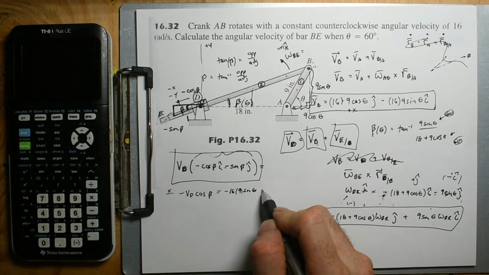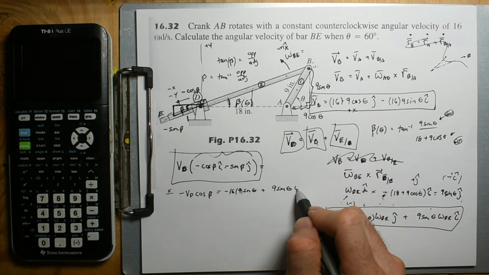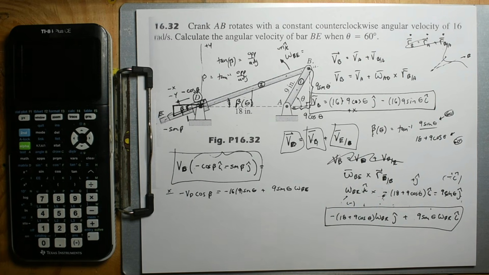And then we have an I component here, so we have 9 sine theta WBE. And it's just interesting, you know what I mean?